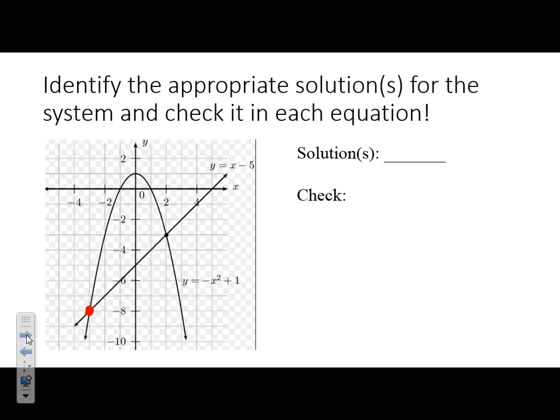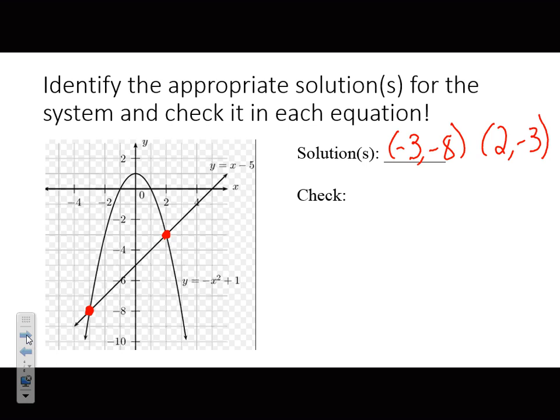This is -3, -8. So that's one of our solutions. Our other solution is at 2, -3. So we're going to have two solutions for this one. So we're going to end up checking things like 4 times.